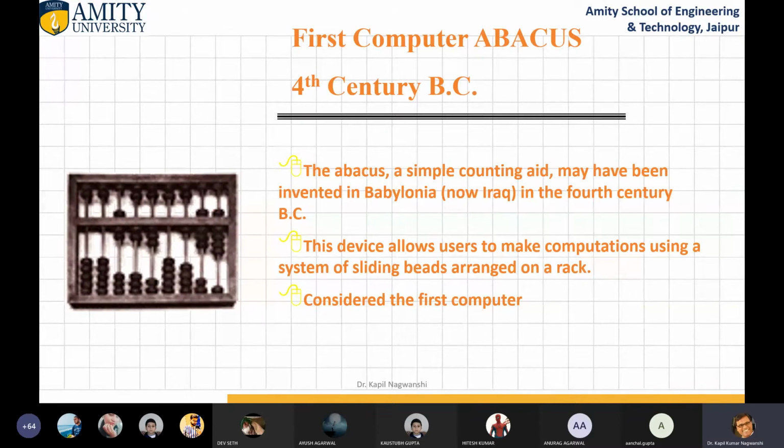Now come to the interesting part of computer history. The first computer was the ABACUS, and there are franchises available in your city also. The ABACUS, a simple counting machine, may have been invented in Babylonia, now in Iraq, in the 4th century before Christ. This device allows the user to make computations using a system of sliding beads. There are beads in the upper half and lower half. Based on sliding of these beads, you can calculate things. Yes, any doubt? And it was considered the first computer.